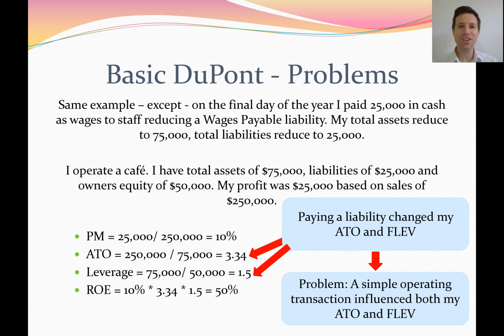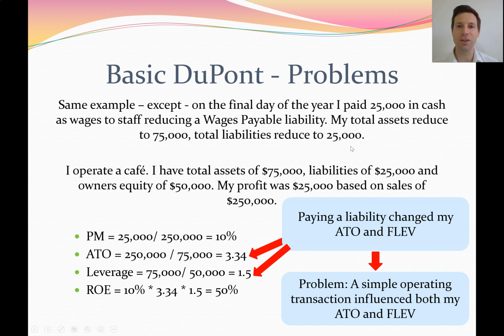Now I'm going to change the example a little bit. The business is just going to change one decision. On the final day of the year, I'm going to pay $25,000 in cash, which reduces my wages payable liability. So I'm going to pay my staff $25,000. I already owed them that amount. It was on my balance sheet as a liability. But this time on the final day of the period, I actually pay the cash out. So that means the business is identical. It's just instead of a liability, we've paid out the cash already a day earlier. My total assets reduced to $75,000, total liabilities reduced to $25,000.